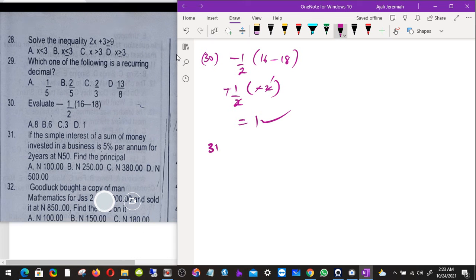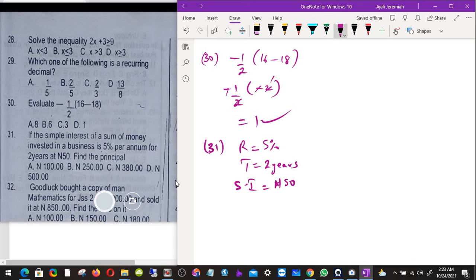Number 31. If the simple interest on a sum of money invested in a business at 5% per annum, so the rate is 5% per annum, for a time of 2 years, and the simple interest is 50 naira.